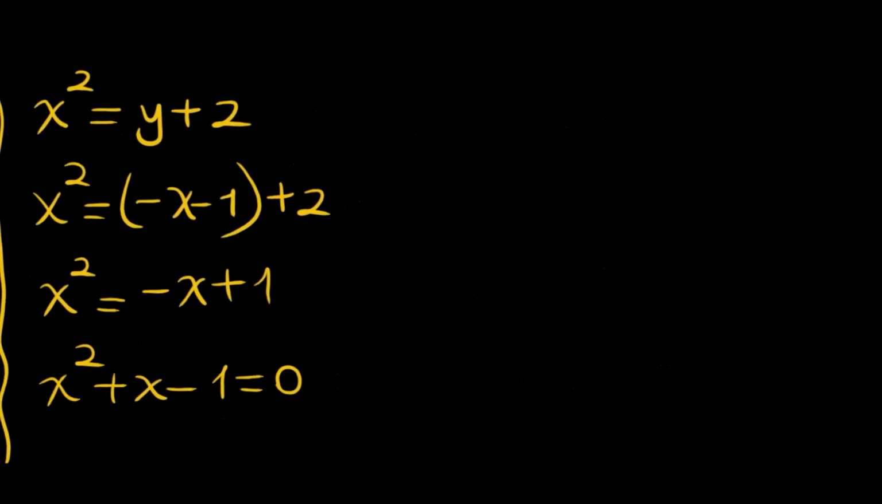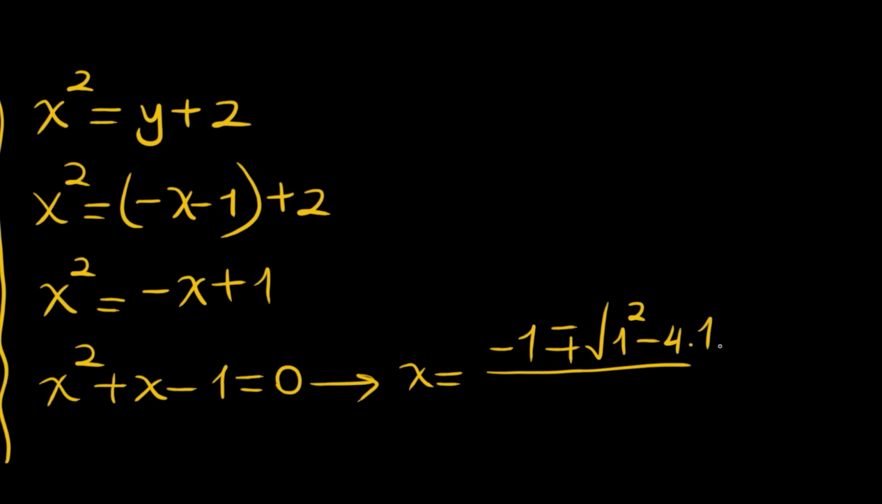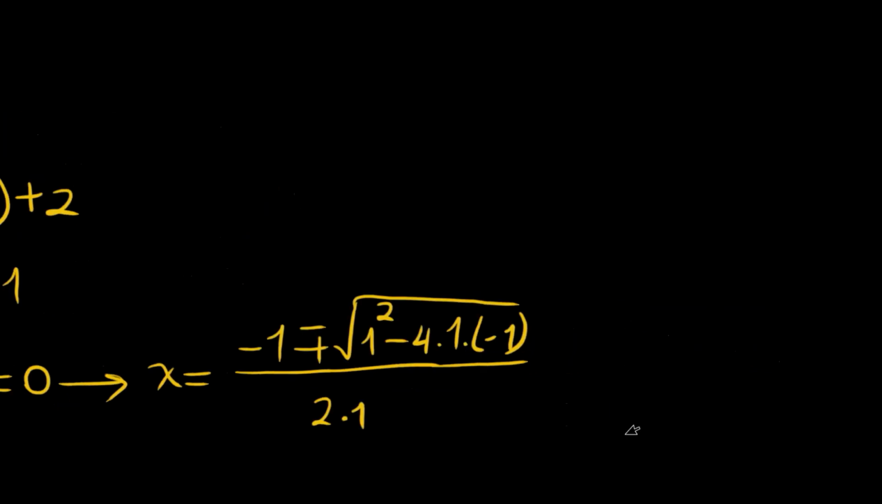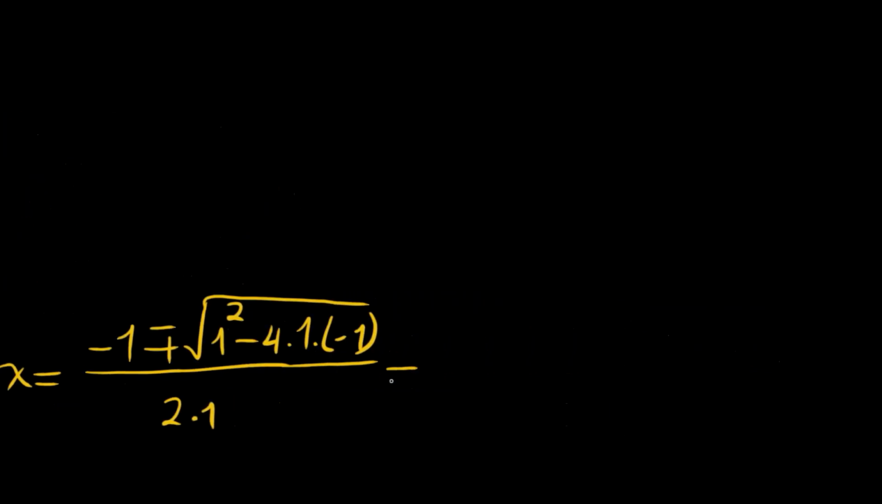The roots here can be found by the quadratic formula. x is equal to negative b plus or minus the square root of b squared minus 4 times a times c, divided by 2 times a. Let's calculate this. We have negative 1 plus or minus the square root of 1 plus 4, which is 5, divided by 2. These are the values for x.